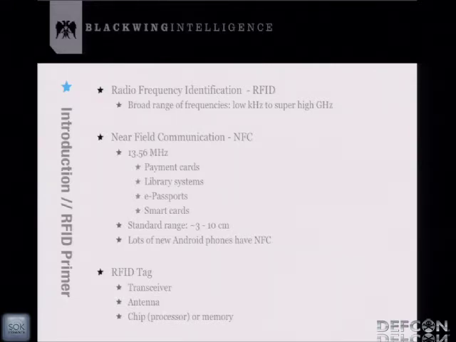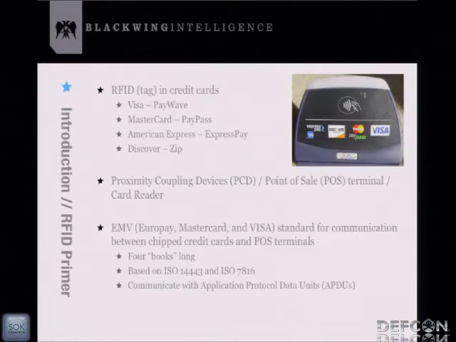Now, an RFID tag basically consists of a transceiver, which is a transmitter and receiver, an antenna, and memory or a chip processor. So when you scan an RFID tag, it'll either spit out what's in memory or it'll do some processing and then spit out some information. For this talk, the RFID tags that we're interested in particular are the RFID tags that are in credit cards. Visa, MasterCard, all these credit card companies have their own proprietary name for the technology they use, but really the underlying technology is all the same. It's the same basic RFID stuff.